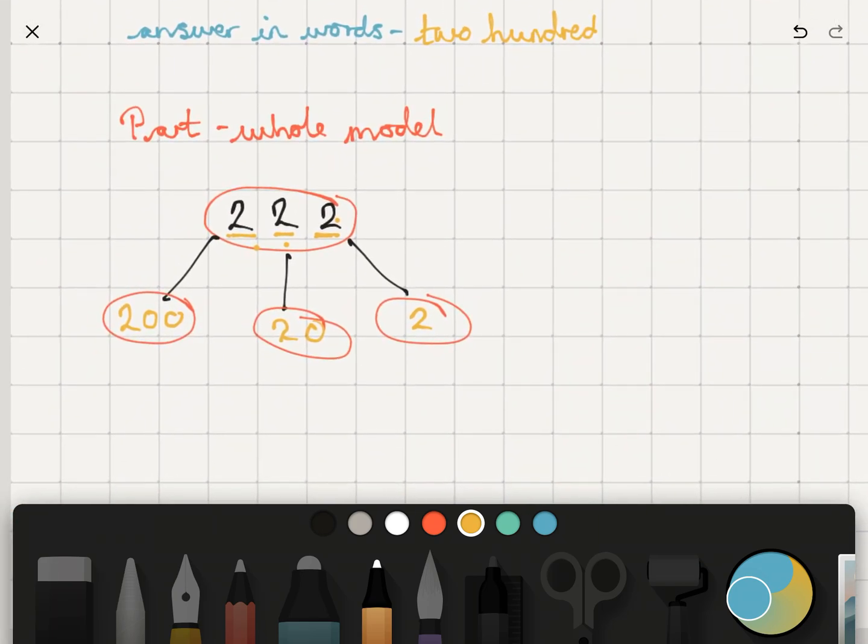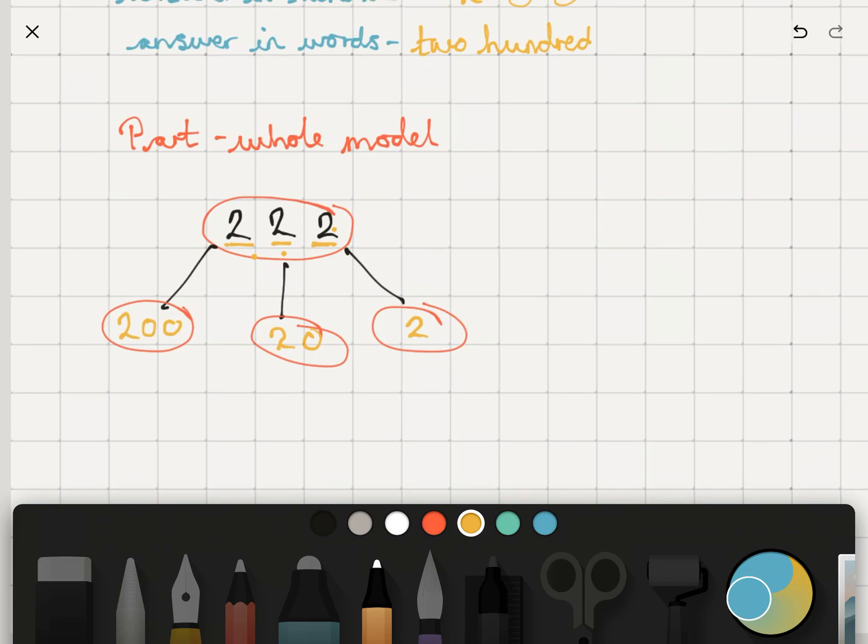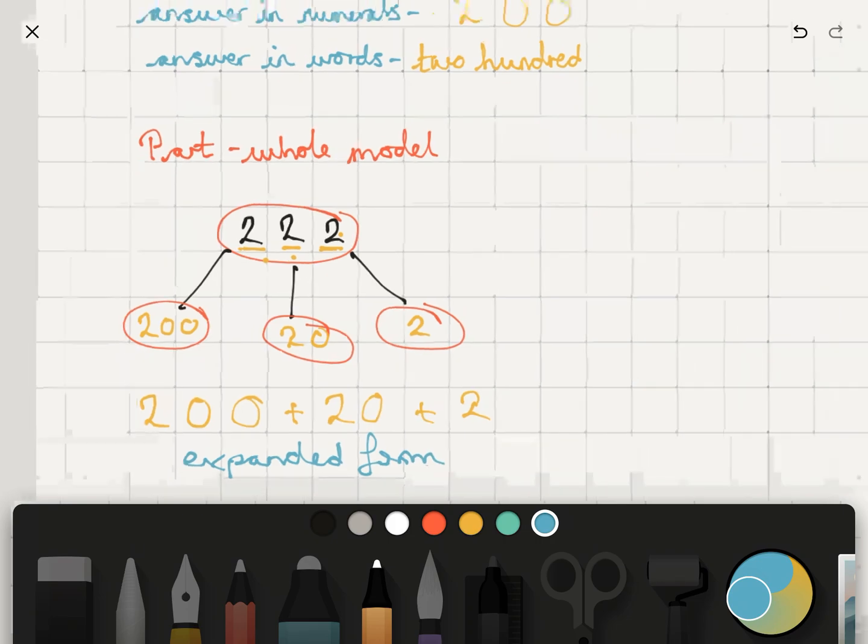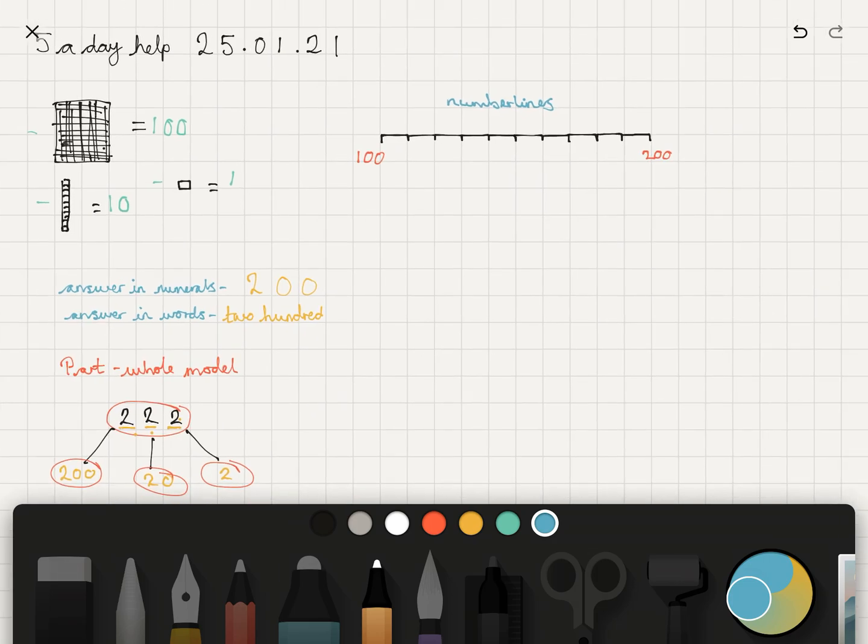Okay, if it was then asking you to write it in an expanded form, that would be to use what you've done here on the whole part model and to make that into a sum. So 200 plus 20 plus 2. Okay, and that is called expanded form because you're taking a number and you're breaking it down into its place values and showing that as a sum. So it's expanded, you're making it bigger by showing it split into its place values.